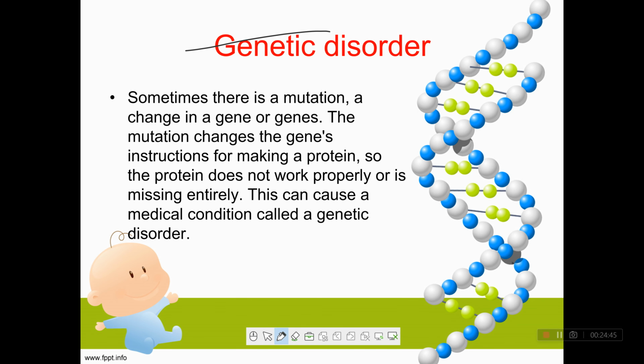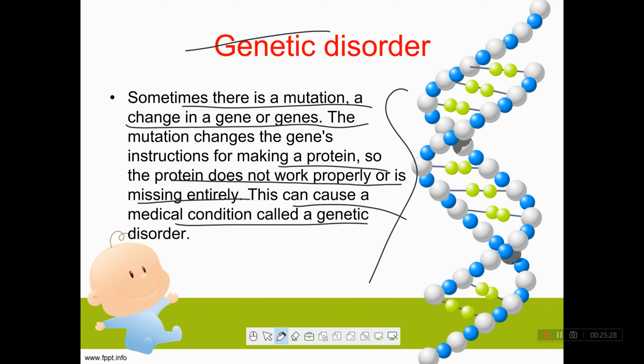Next is the genetic disorder. What is a genetic disorder? The disorder that takes place in a gene, a disease which causes a defect in a gene, is known as a genetic disorder. Sometimes there is a mutation, a change in a gene. The mutation changes the gene's instruction for making a protein. So the protein does not work properly or is missing entirely. This can cause a medical condition called a genetic disorder.